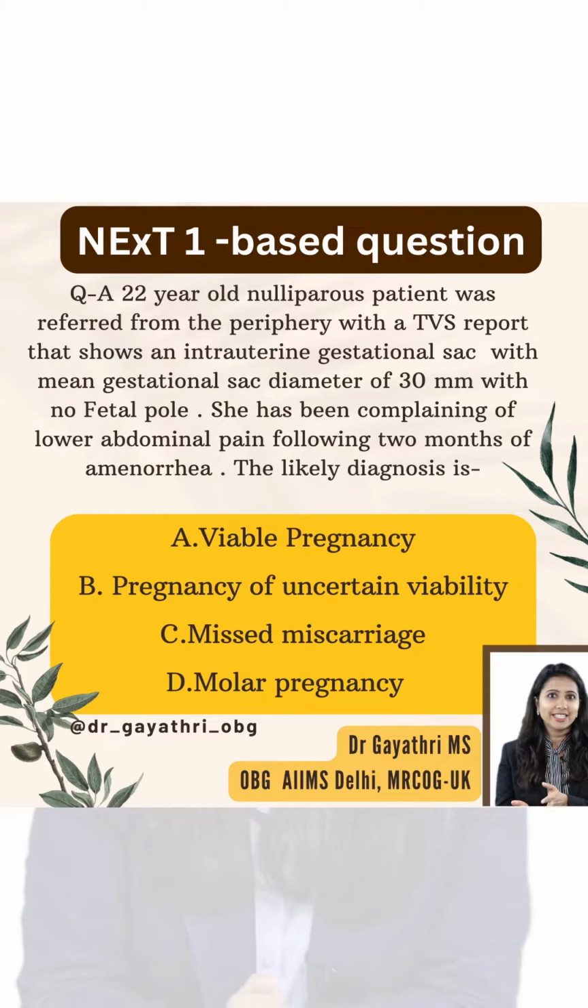So this was the question in which a 22-year-old nulliparous patient was referred from the periphery and she had an ultrasound report that showed an intrauterine G-sac with a mean sac diameter of 30 mm and there was no fetal pole. What is the most likely diagnosis in this case?